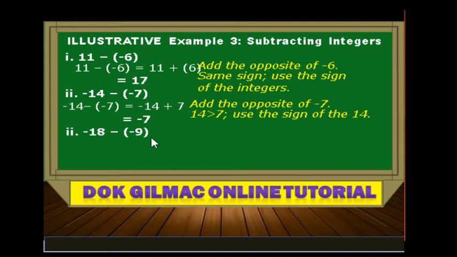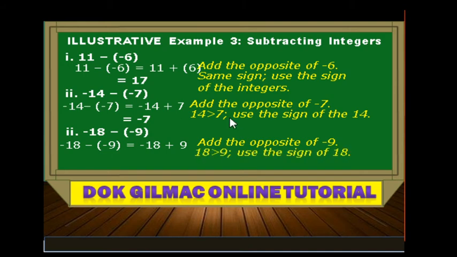Negative 18 minus negative 9. Add the opposite of negative 9. So we have negative 18 plus 9. The absolute value of negative 18 is greater than the absolute value of positive 9. So we use the sign of 18. So we come up with negative 9, since 18 minus 9 is 9, and the sign of 18 is negative. Okay?